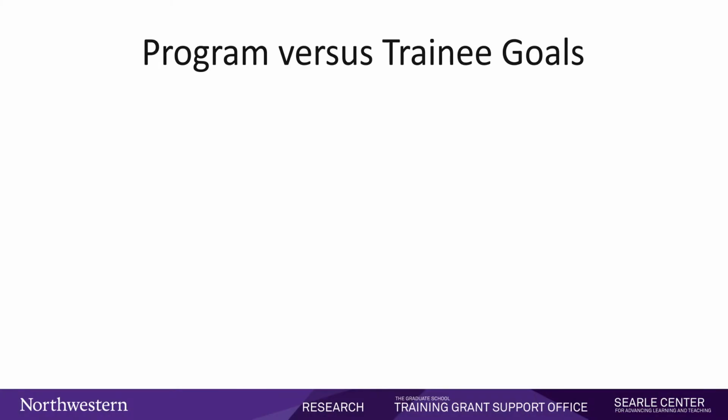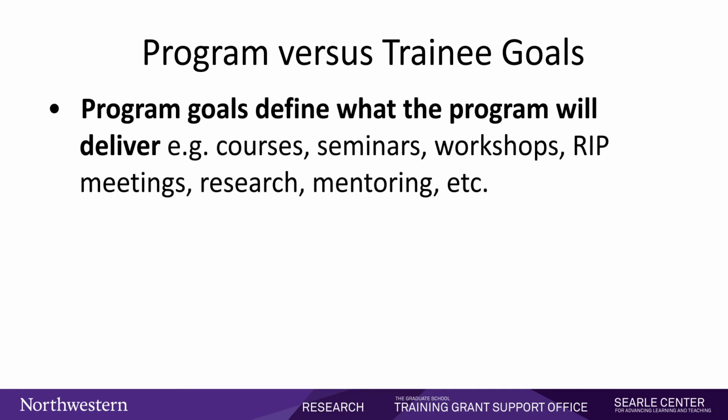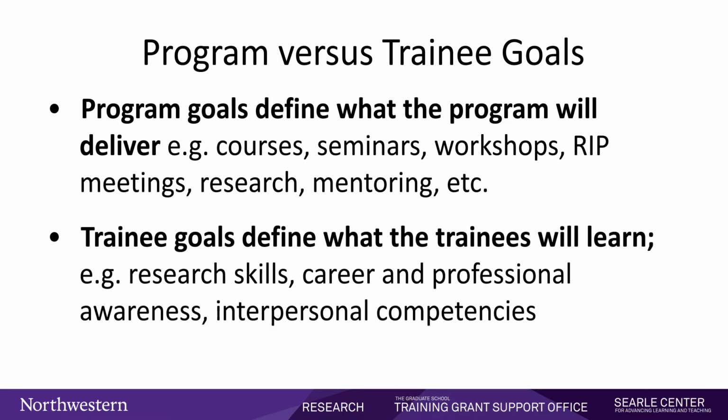There are 2 levels of goals in training programs: program level goals and trainee level goals. Program level goals are essentially what the program will deliver: the courses, seminars, workshops, research activities, research in progress or RIP meetings, mentoring, and more. Trainee goals are what trainees will learn by engaging in these activities during the program. These include research skills, career and professional awareness, interpersonal communication skills, teaching skills, mentoring competencies, and more.